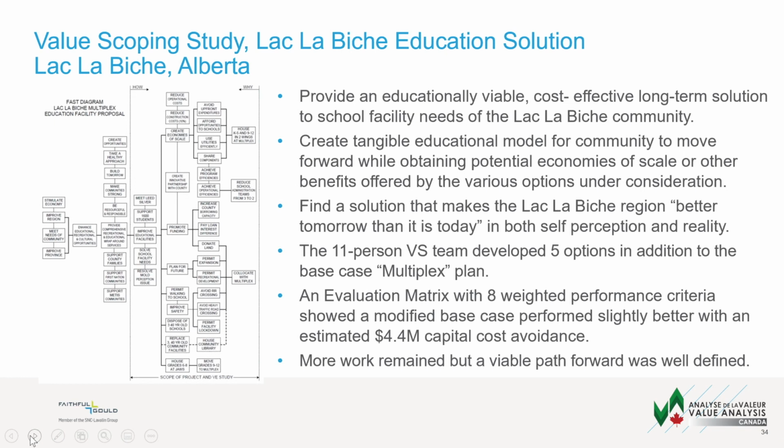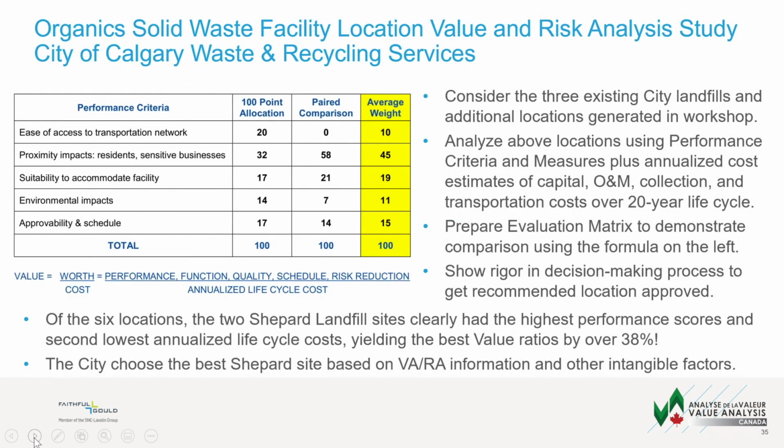We wanted to find a solution that made the region better tomorrow than it is today in both self-perception and reality. The 11-person value scoping team developed 5 options in addition to the base case multiplex plan. An evaluation matrix with 8 weighted performance criteria showed a modified base case performed slightly better with an estimated 4.4 million capital cost avoidance. More work remained, but a viable path forward was well defined by the value management study very early on before they decided exactly what they were going to do. I think there's 2 more examples.